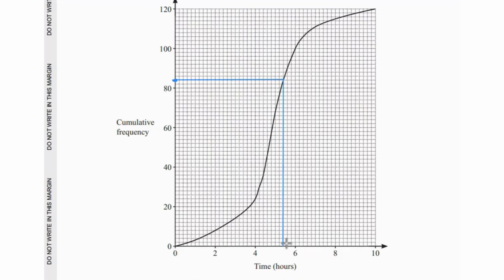So it said 84 adults spent less than k hours. So this is k. So this is going to be 5.4. So value of k is 5.4. Because 84 people spent less than k hours. So that's basically this part over here. So the corresponding time value is this, which is 5.4, and that's the value of k.